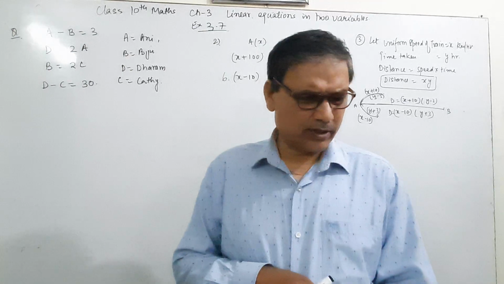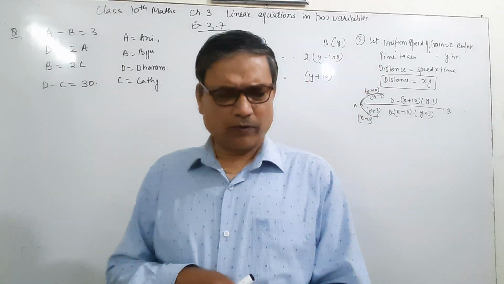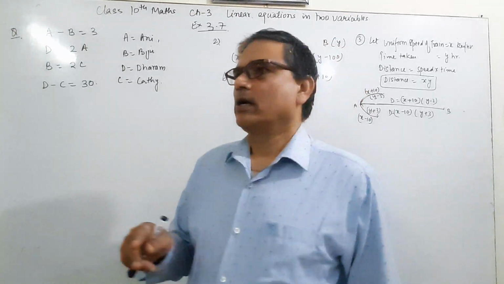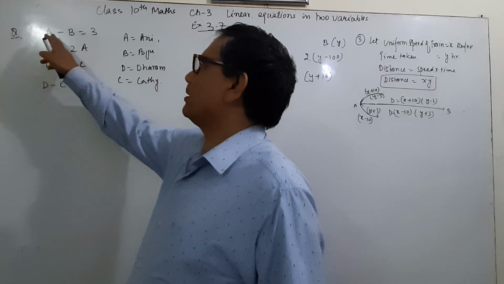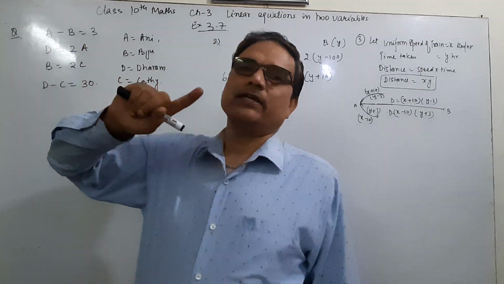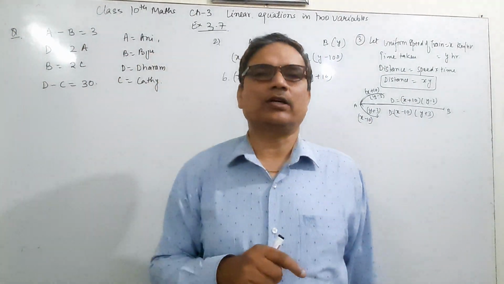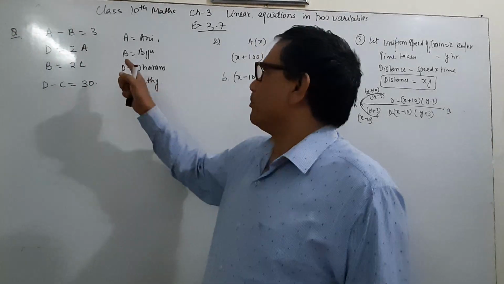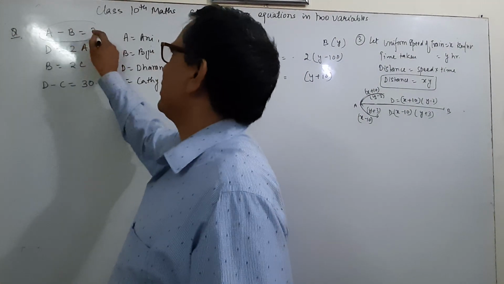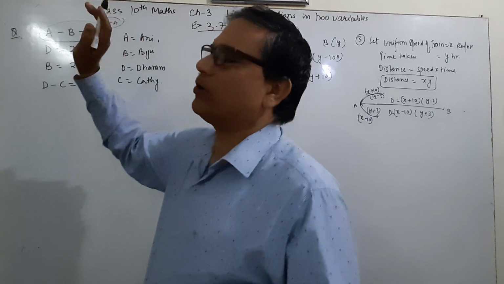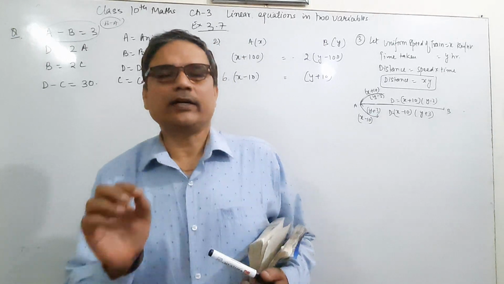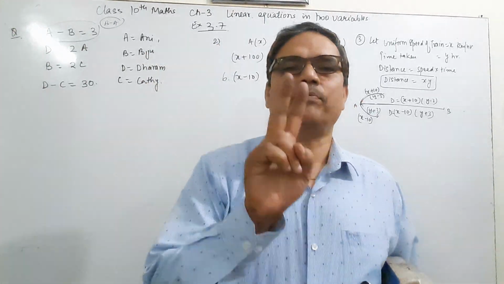First, I am reading the question. The ages of two friends Ani and Biju differ by 3 years. It means the difference of the ages of Ani and Biju is 3. If A is older than B, where A is Ani and B is Biju, then A minus B is equal to 3. It may also be possible that Biju is older, so B minus A. It may be A minus B or B minus A, but I am solving only one option, and the second option, B minus A, you have to try yourself.